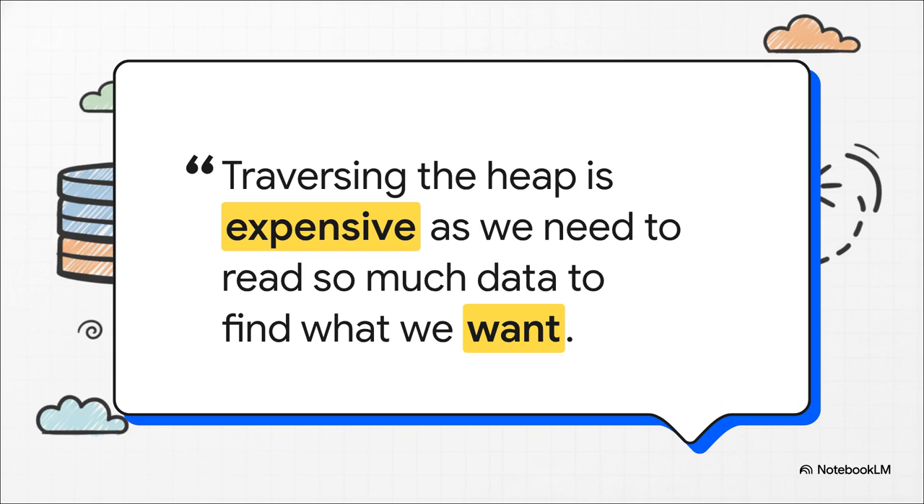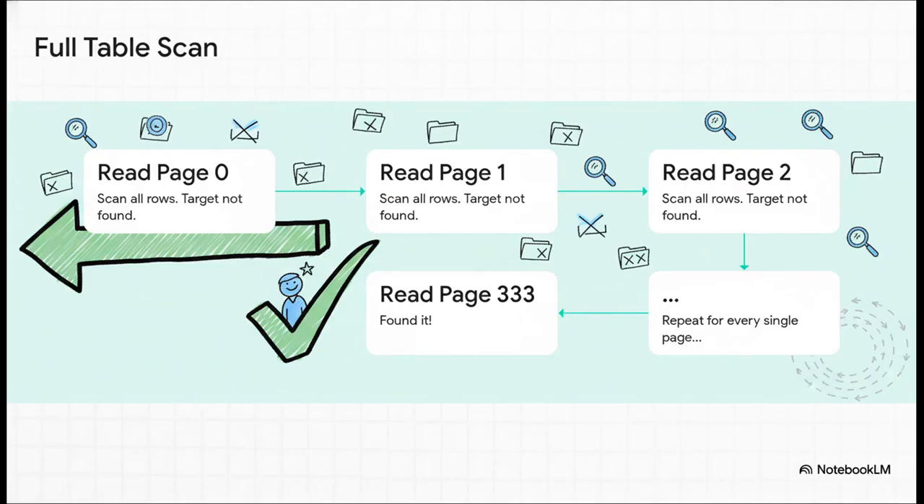So, how does it actually work? Well, remember that neat table? On the disk, it's actually just a big, jumbled pile of data called a heap. It's totally unordered. And this heap is broken up into smaller chunks called pages. Without a map, the database has no choice but to start at the beginning and read every single page, one by one.